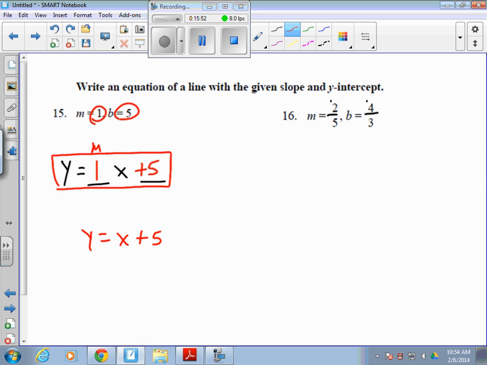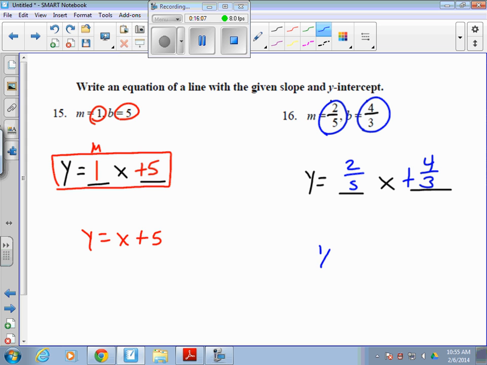Again, you've got mx plus b. You've got m and b given to you for number 6. y equals m's value x plus b. b's value again is +4/3, and m's value is +2/5. So y equals 2/5 x plus 4/3.